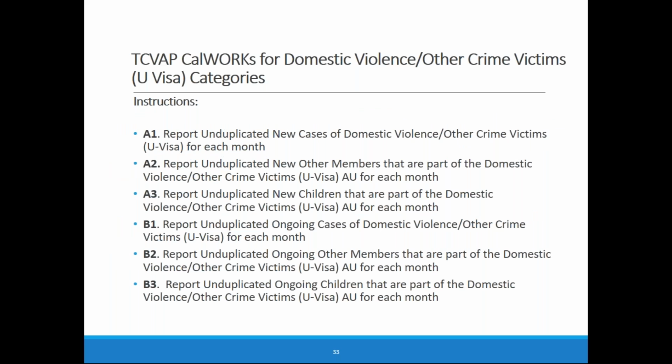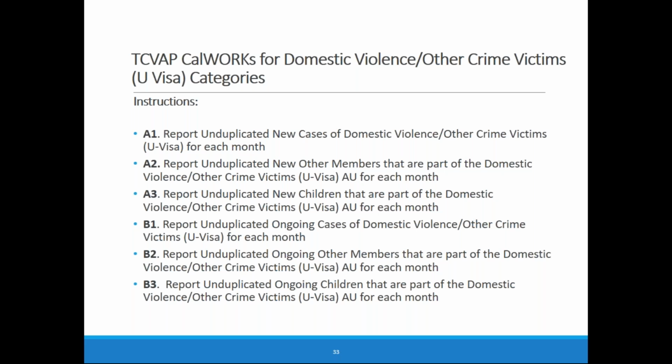The data entry for TCVAP CalWORKs for domestic violence or other crime victims is divided into six columns. All counts are unduplicated. The first three columns include new case counts, column A1 to report new unduplicated cases of domestic violence or other crime victims for each month, column A2 to report other members that are part of the domestic violence or other crime victim assistance unit, and column A3 to report children that are part of the new assistance unit for each month.